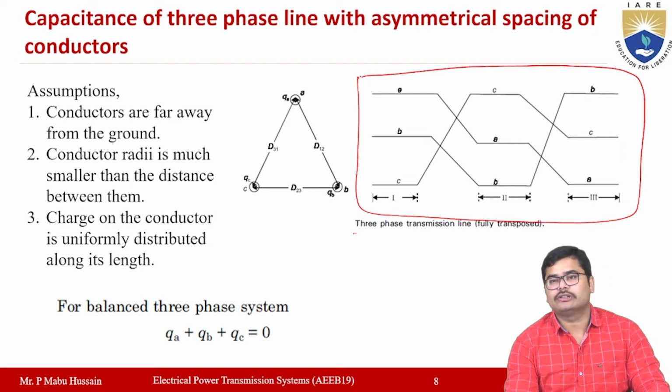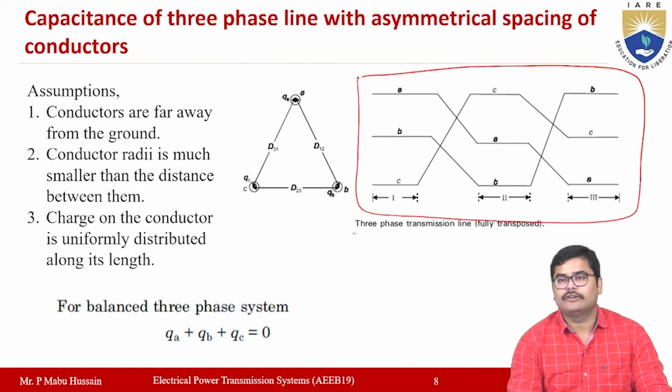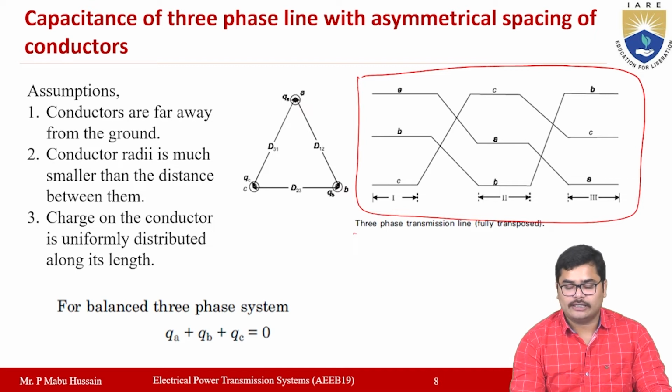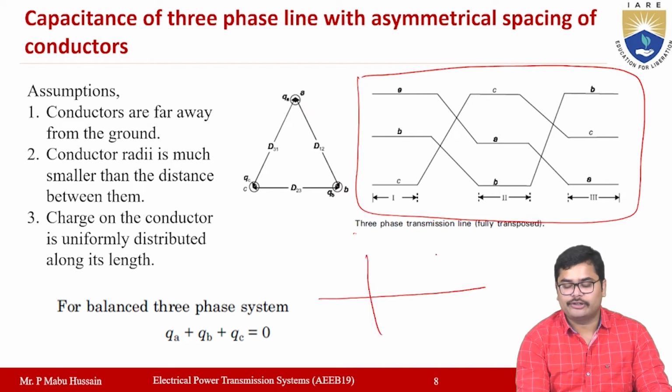Here, if you see, this represents a fully transposed three-phase transmission line system. What do you mean by transposition? You already know from deriving the inductance expression for an unsymmetrical transmission line. The transposition of conductors is nothing but the conductors changing their position at regular and equal intervals. If you take a transmission line of length L, it will be divided into three sections of equal length: L by 3, L by 3, L by 3.